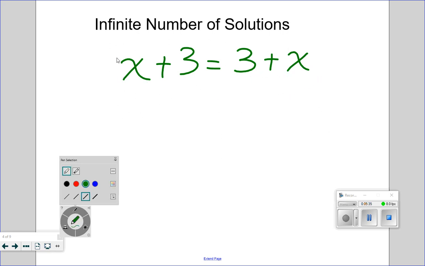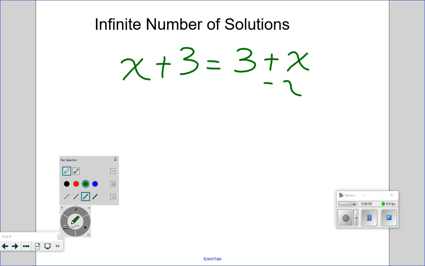And again, just like with no solution, they won't always be this easy to recognize. So you'll start solving them algebraically a lot of times. So I want to show you what that might look like. Like I said earlier, you want to move the x's over. If you have x on both sides of the equal sign, you want to subtract or add those before you start dealing with the 3's.